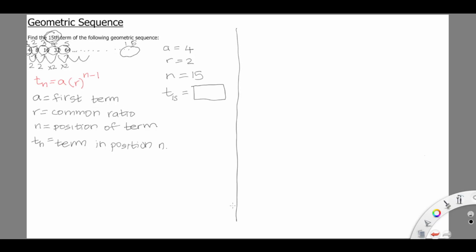Let's write the formula out here again. And now let's plug in the three numbers we know, the 4, the 2, and the 15, into the letters a and r and n, respectively. So T15, the a is 4, the r is 2, and the n is 15.